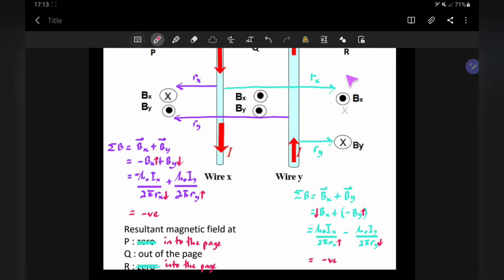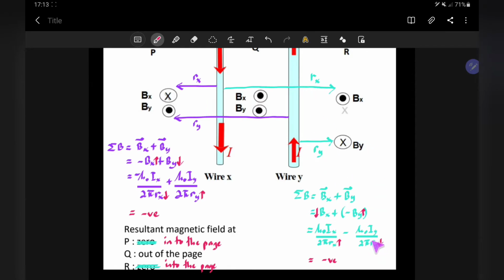Okay, this is point R. So this is Rx, the distance or separation between point R and Yx, and this is Ry, the separation between Y and point R. So Ry smaller than Rx here. Rx is greater. So again, sum of B equal to Bx plus By. So Bx out of page positive, and By is into the page should be negative. Okay. So again, expand the equation. Bx equals to mu naught Ix over 2 pi Rx, while By equals to mu naught Iy over 2 pi Ry. Okay. So again, Ry is smaller than Rx.